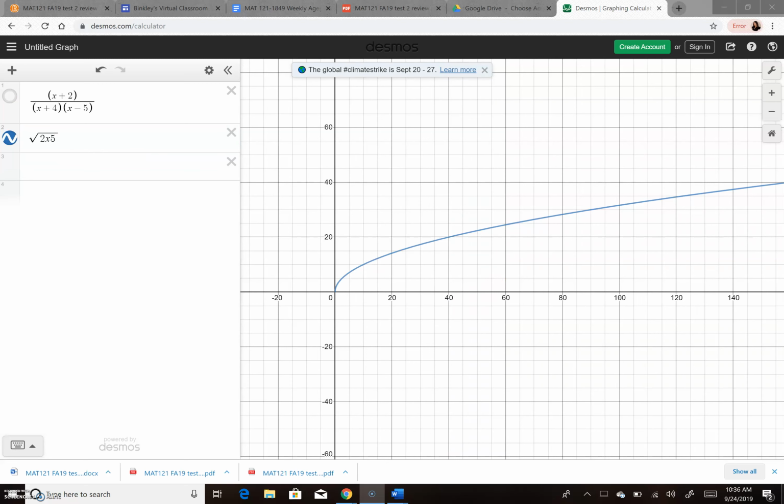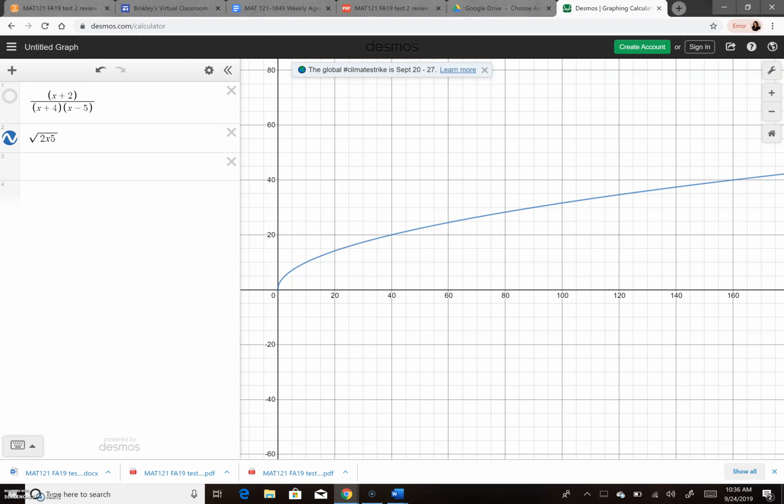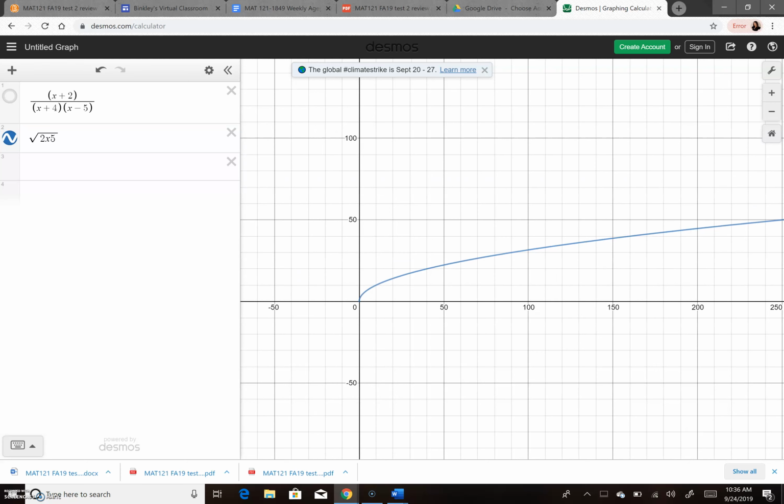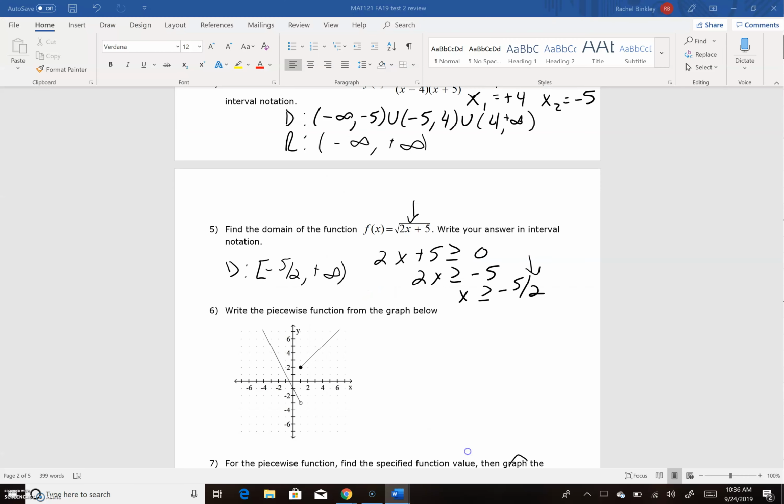So you can see from this one that it looks like it goes from 0. Right, we have a point right there, which is 0, 0. And it goes on for infinity. So that's going to be the range for this one. The range is going to be a hard 0 to positive infinity.